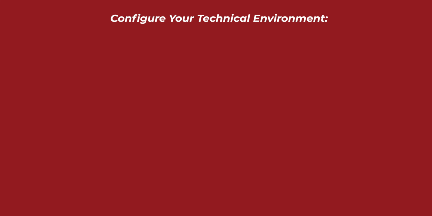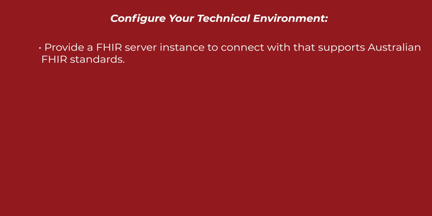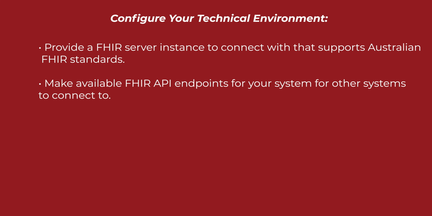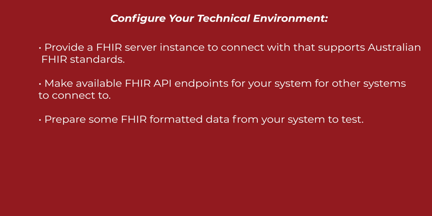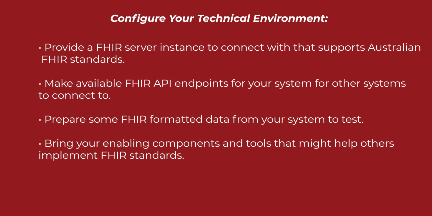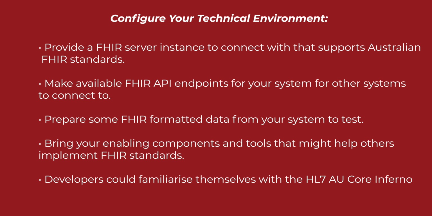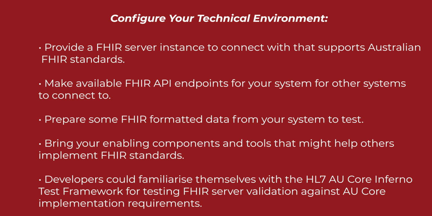Configure your technical environment. For example, you might provide a FHIR server instance to connect with that supports Australian FHIR standards. Make available FHIR API endpoints for your system for other systems to connect to. Prepare some FHIR formatted data from your system to test. Bring your enabling components and tools that might help others implement FHIR standards. Developers could familiarize themselves with the HL7 AU Core Inferno test framework for testing FHIR server validation against AU Core implementation requirements.